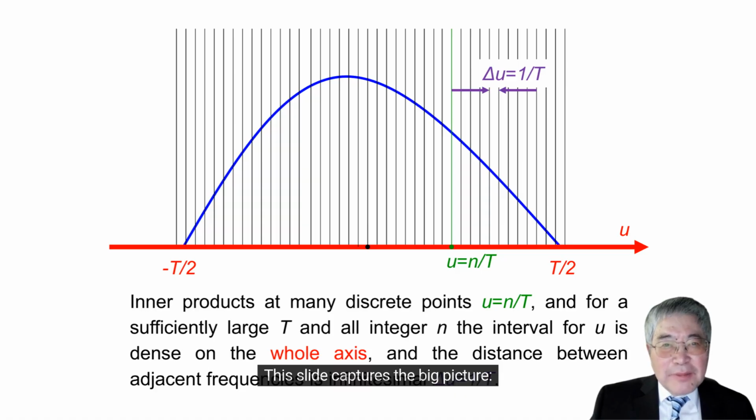This slide captures the big picture. Discrete frequencies spaced by 1 over T, becoming densely packed as T increases, and ultimately forming a continuous frequency axis. That's our gateway into the Fourier transform.